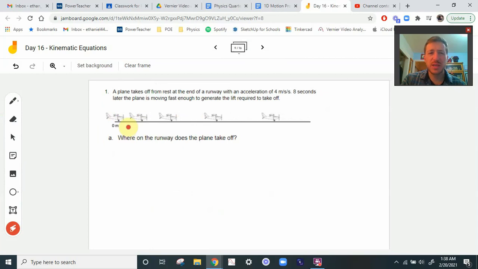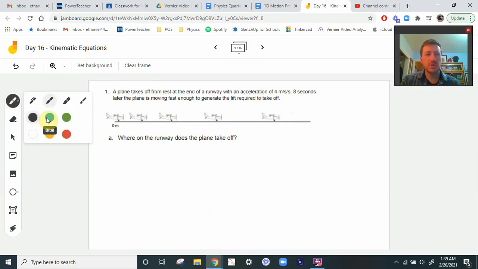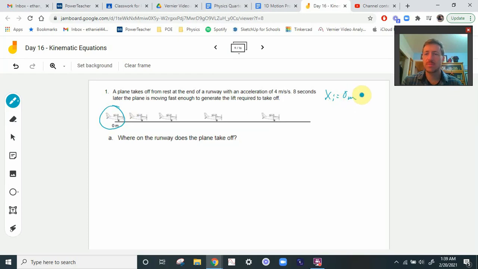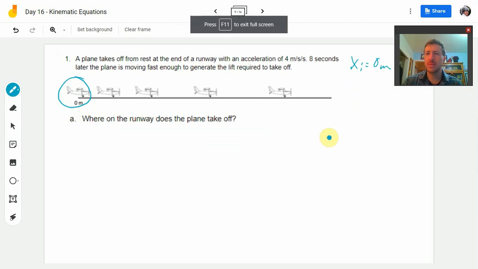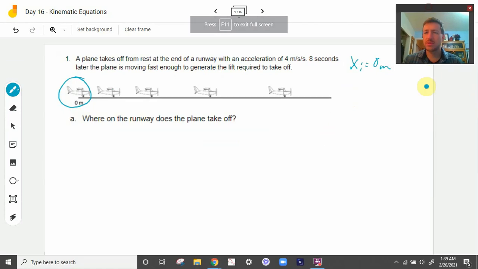So this first problem, we've got a plane that's taking off from rest at the end of a runway with an acceleration of 4 meters per second per second. 8 seconds later, the plane's moving fast enough to generate the lift required to take off. One thing I like to do for these problems generally is record the information that we know. So the starting position was 0 meters.